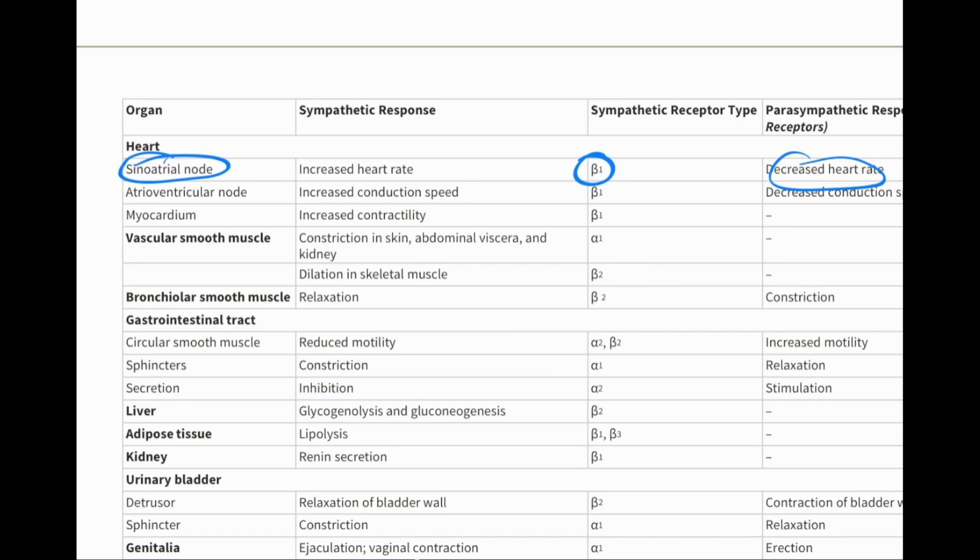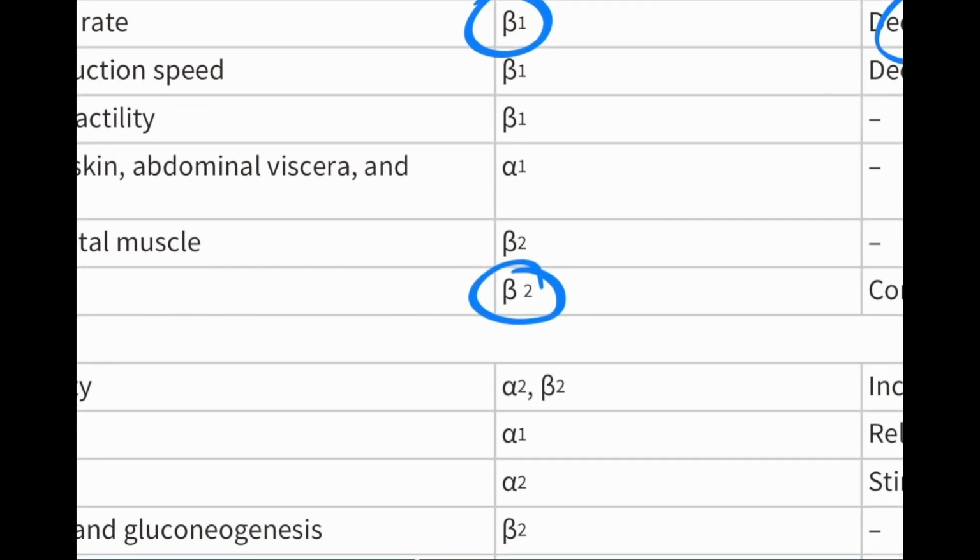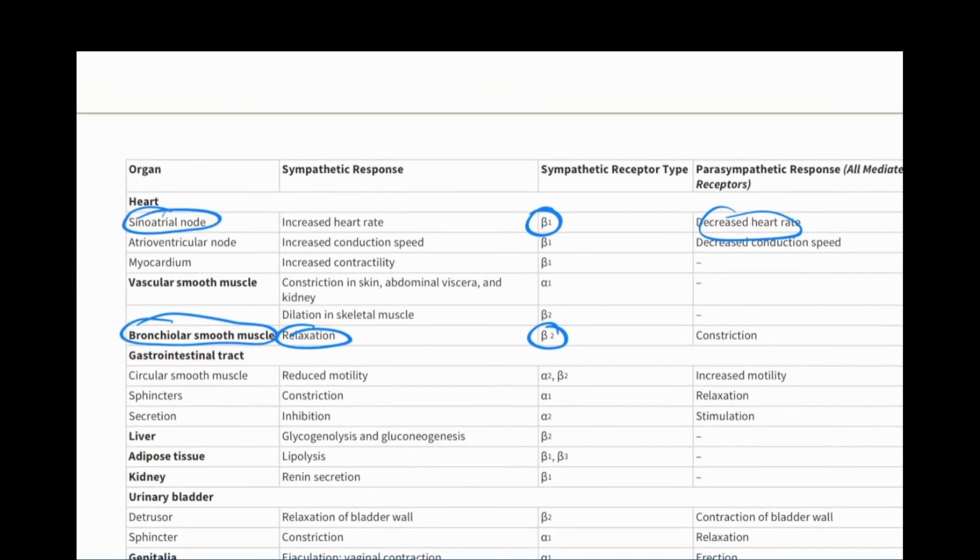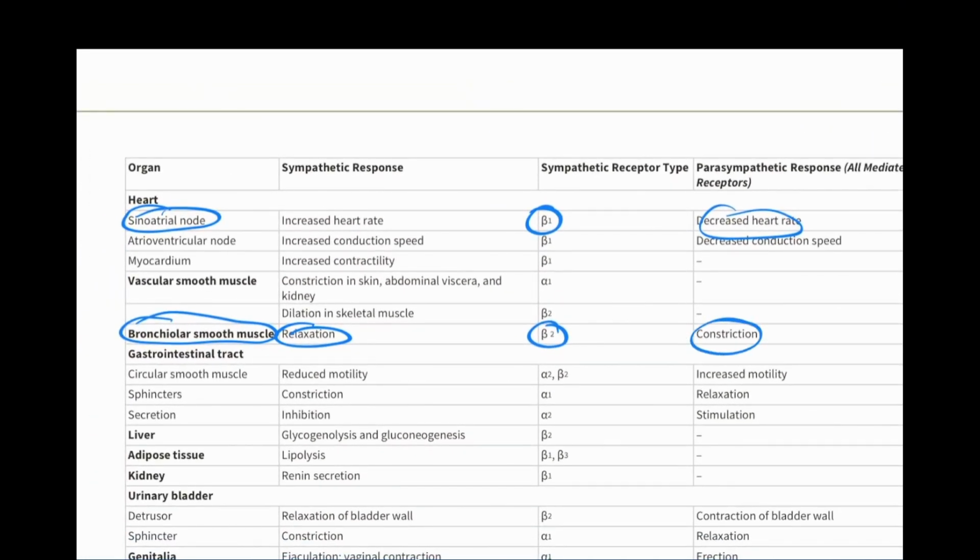The next one I want you to know, bronchiolar smooth muscle. Relaxation is caused by beta 2. Okay? Remember, 1 heart, 2 lungs. Beta 1 is in the heart, beta 2 is in the lungs. Easy way to remember that one too. And the parasympathetic response in the bronchial smooth muscle is to cause constriction.